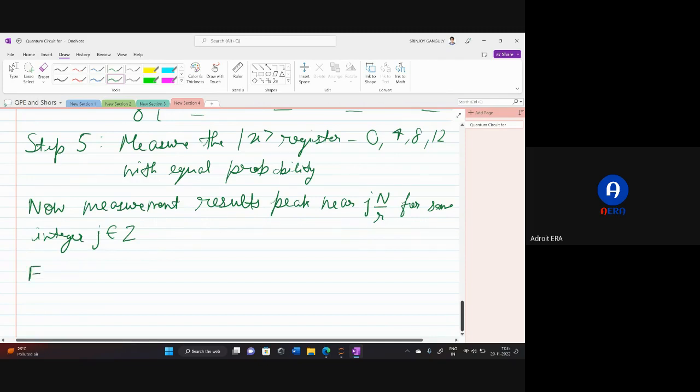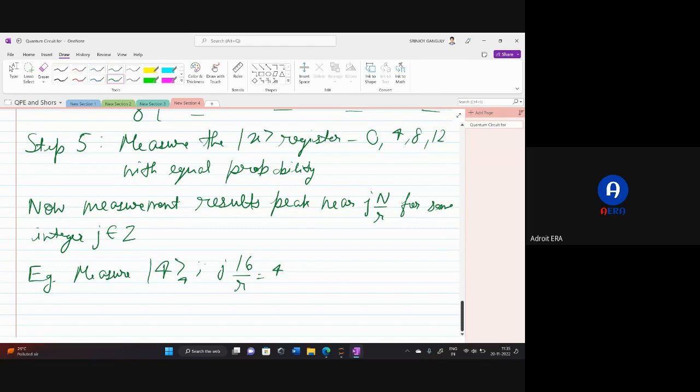Let's say we measure ket 4. You can take other values also. There are four values, 0, 4, 8, 12, right? Let's just say, as an example, that we measure ket 4. That means jN by r, that means 16 by r, is equal to 4, right? That is what it means.